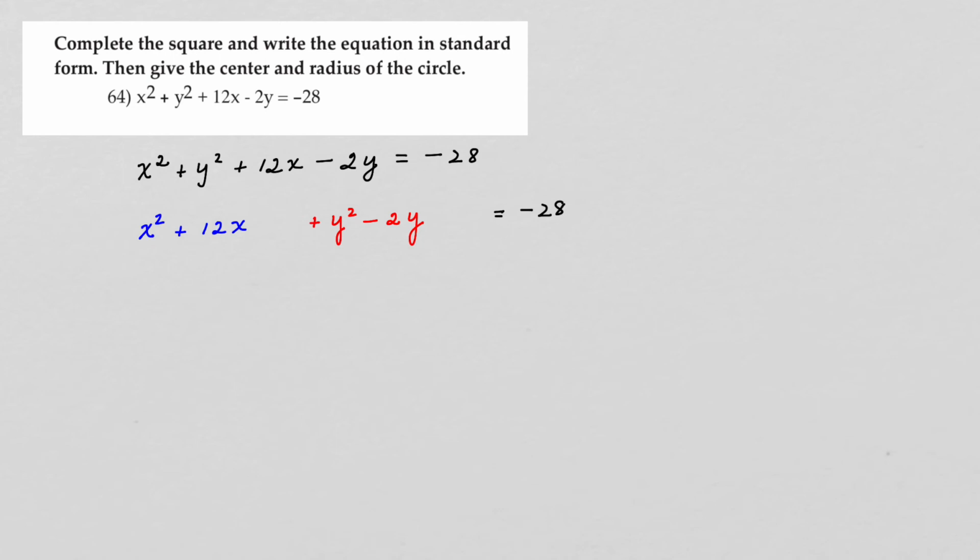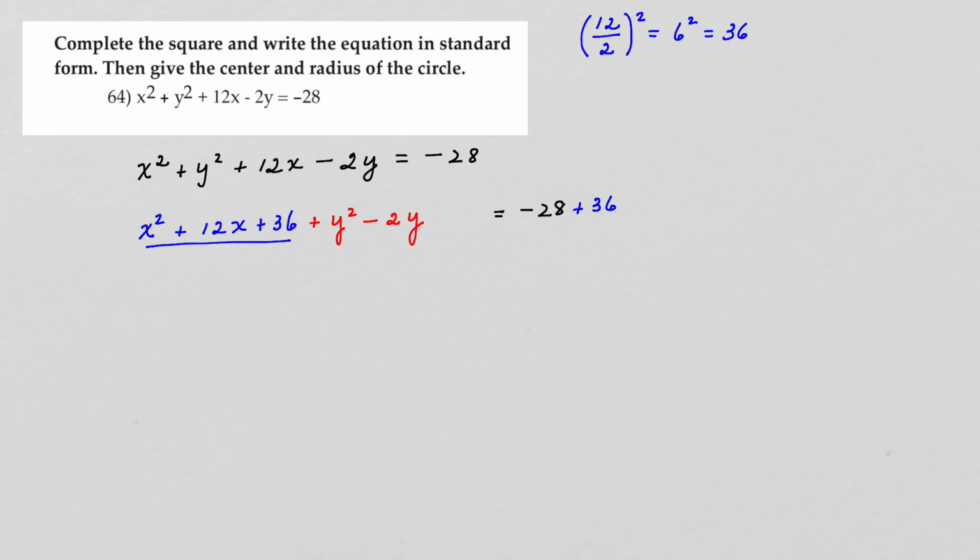So now I'm ready to complete the square. So I have to take the coefficient of the x term, which is 12, and divide it by 2, and then square that result. So 12 divided by 2 is 6, squared gives me 36. So here I'm going to add 36 to the left side in this group. So then I should add 36 to the right side to keep the equation in balance.